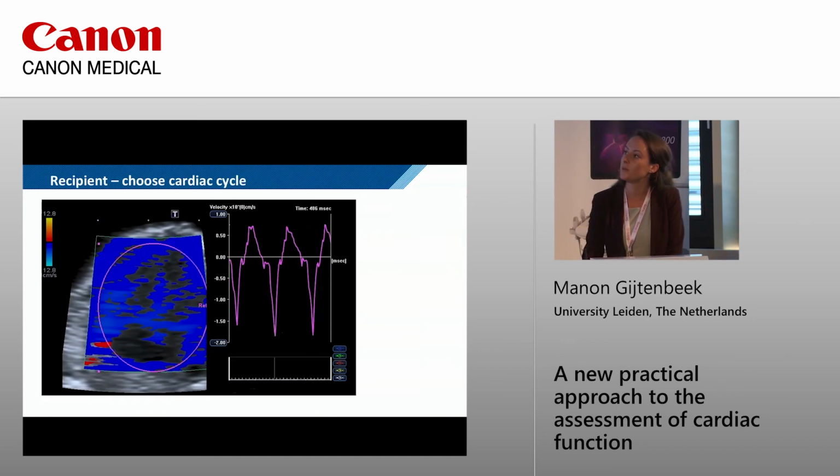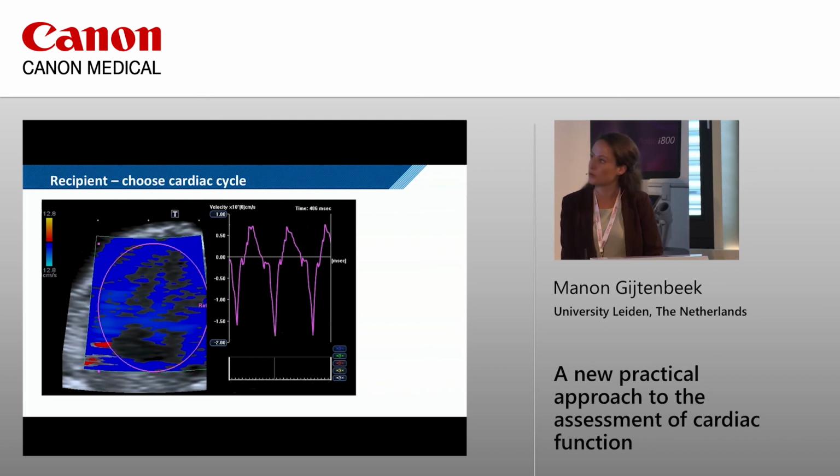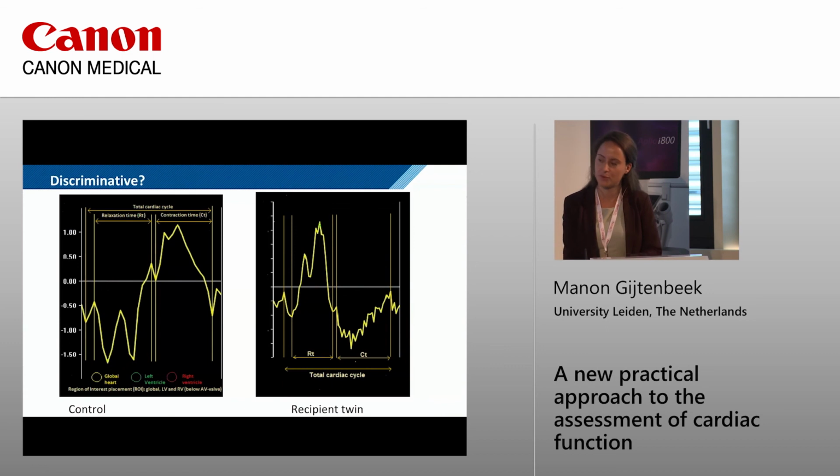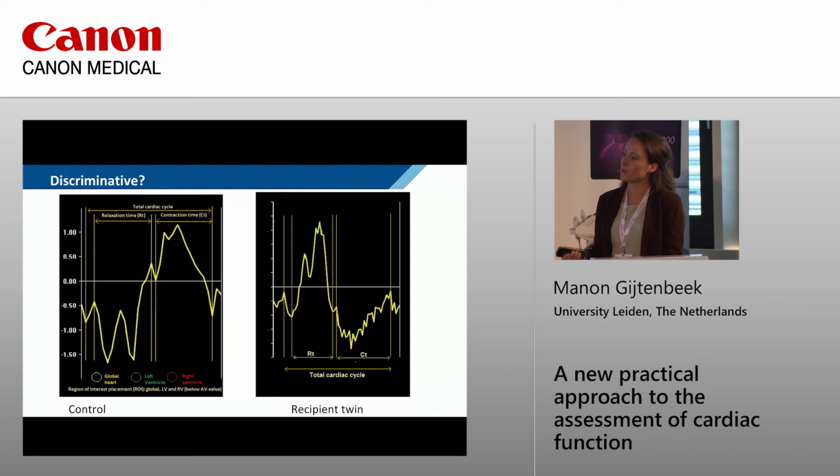So as an example, I want to show you some images of a recipient twin. If we look at this image, you can see 2.5 cardiac cycles. But is this discriminative? By looking at this image, you say yeah, it could be different from the other, but is it? This is a different fetus, but what I want to show you, to the left you see a control patient, and to the right you see the recipient twin. What seems to be different is that there's a reduced relaxation time and an increased contraction time, which is already known, but we can also discriminate these fetuses with our new technique.